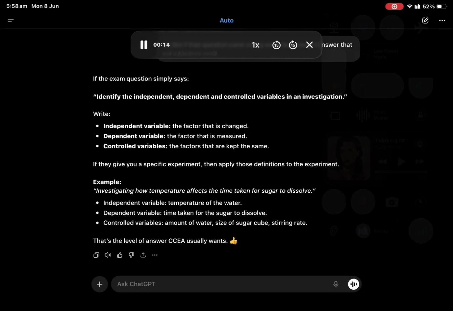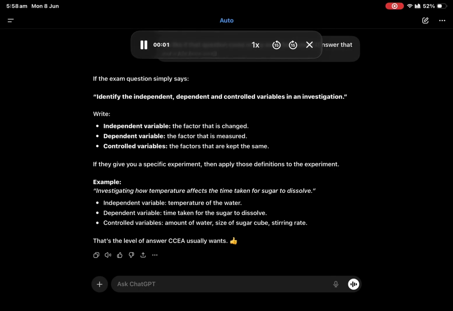The factor that is measured. Controlled. If the exam question simply says, identify the independent, dependent, and controlled variables in an investigation, write: independent variable, the factor that is changed; dependent variable, the factor that is measured; controlled variables, the factors that are kept the same. If they give you a specific experiment, then apply those definitions to the experiment.